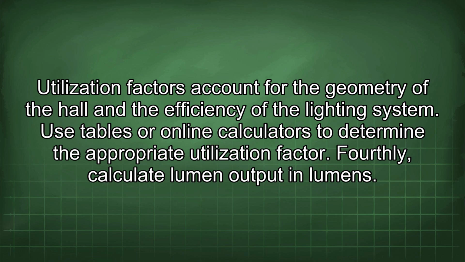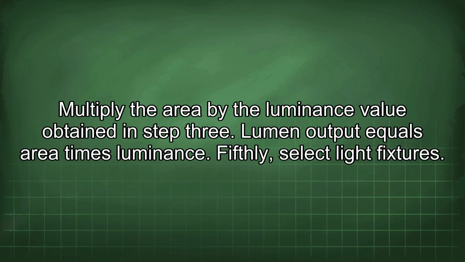Fourthly, calculate lumen output in lumens. Multiply the area by the luminance value obtained in step 3. Lumen output equals area times luminance.